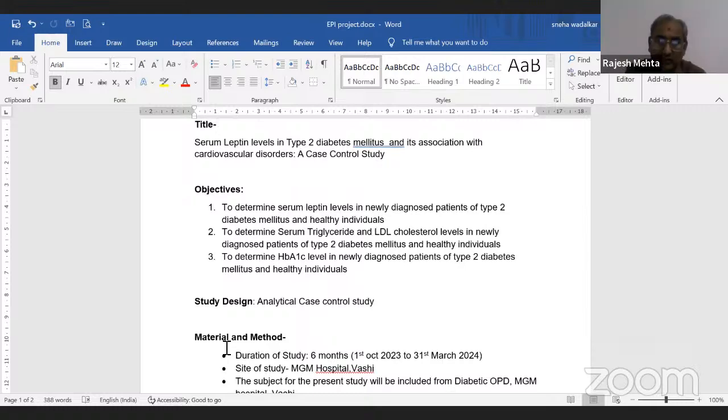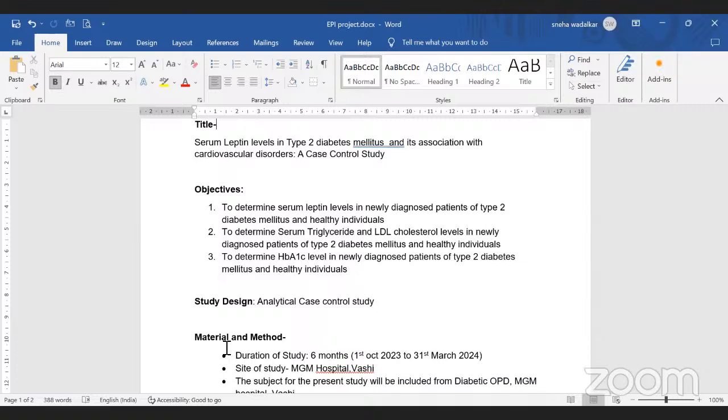You are also including the underlying mechanism. Your hypothesis should simply spell out that in type 2 diabetes there will be more leptin, or more leptin will lead to cardiovascular disorder, something like that. So to make it simple. Okay, sir. So you mean to say if leptin level is more, it will lead to more cardiovascular disorder, right?